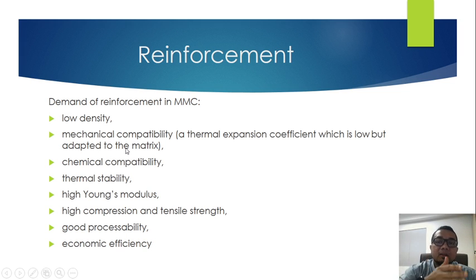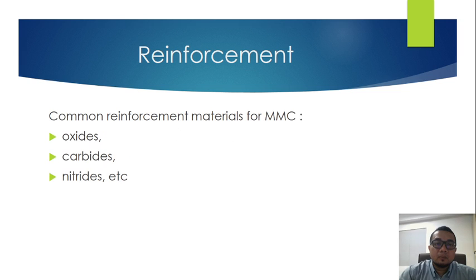This is what I told you earlier. You have to look at whether it is too different from the metal matrix and its reinforcement. So the third one is chemical capability, thermal stability, high Young's modulus, high compression and tensile strength, good processability, and economic efficiency. So this is the reinforcement.